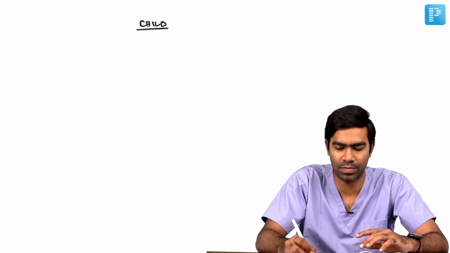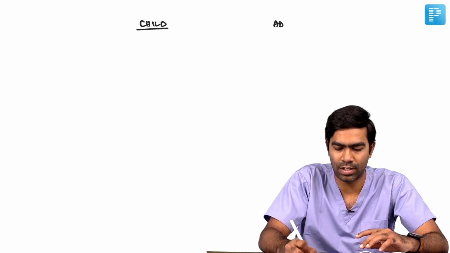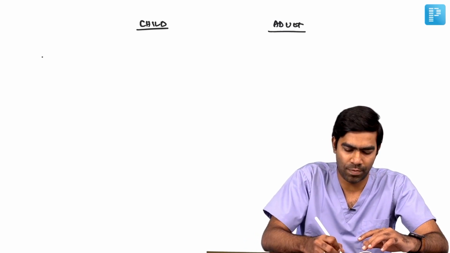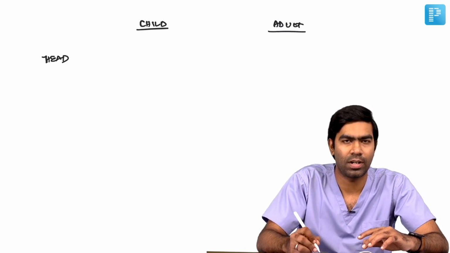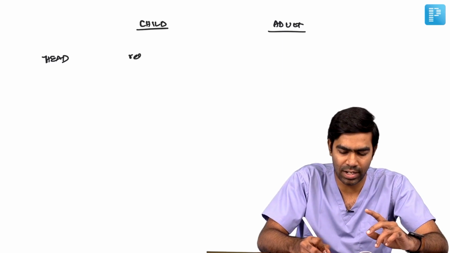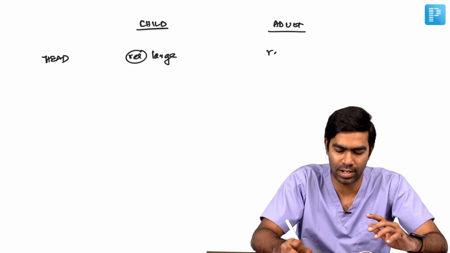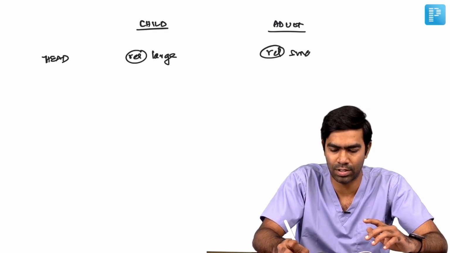So let us see what are the differences. Let us see what will be the anatomy of the child and the difference in comparison with the adult. First is the head. Remember, head in children is relatively large. I'm telling relatively large, I'm not telling it's huge. It's relatively large, whereas in adults it's relatively small compared to that of the children.